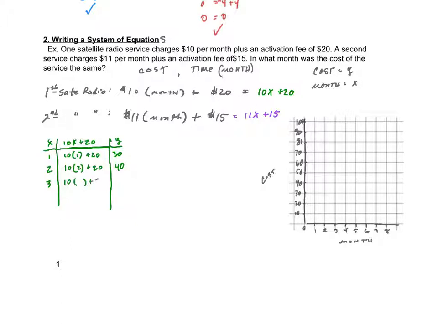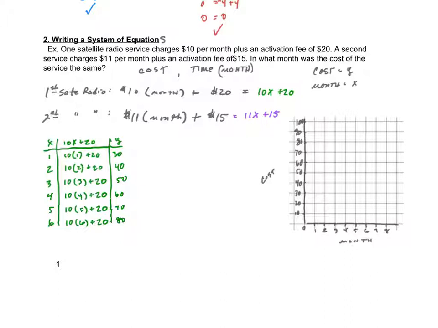Let's go ahead and input our months right into our equation. So 3 months is going to be 10 times 3 plus 20, which is 50. And 4 months is going to be 10 times 4 plus 20. It'll be 60. Starting to see our rate of change here. And of course, 10 times 5 plus 20 is going to be 70, and 10 times 6 months plus $20 is going to give me 80. And I can go ahead and graph those on my coordinate plane over here.